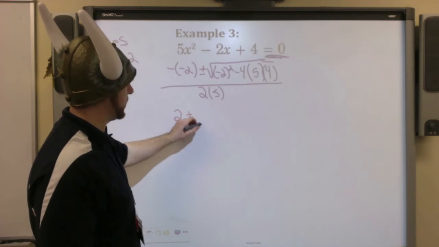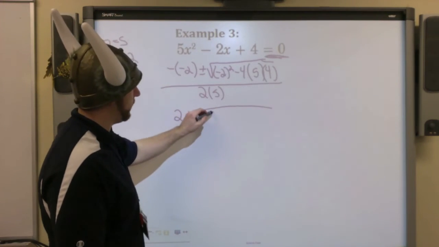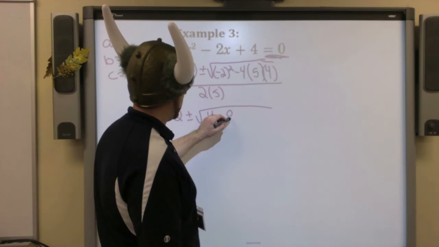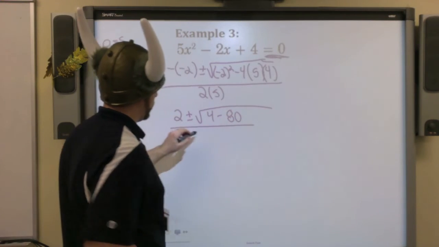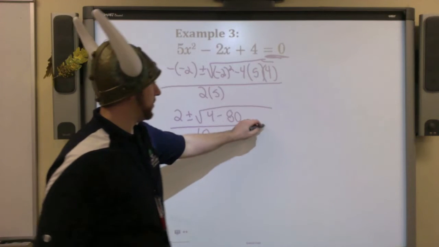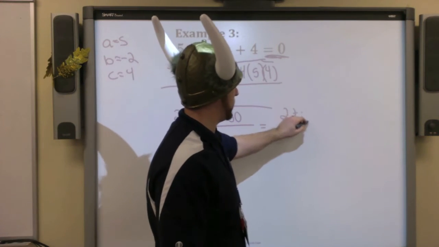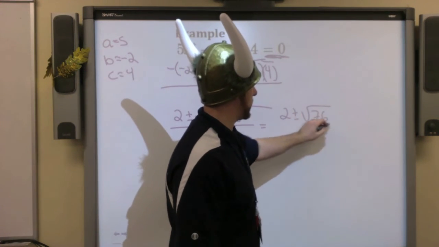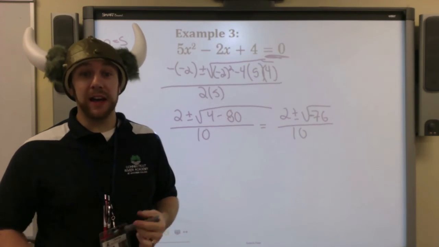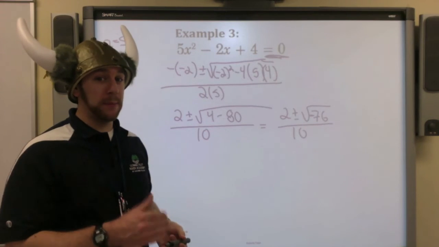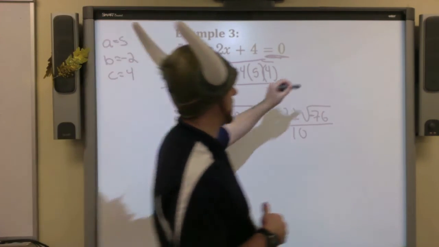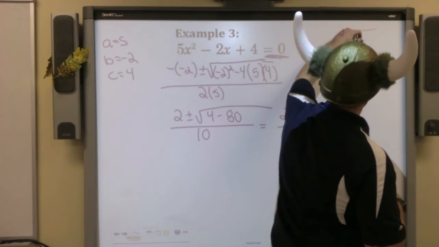I'm then going to reduce: 2 plus or minus the square root of 4 minus 80, over 10. I am then going to simplify the square root into 2 plus or minus the square root of negative 76 over 10. Every time I have a negative square root, remember there's an i. So then I'm going to break down that 76 just like I did before.